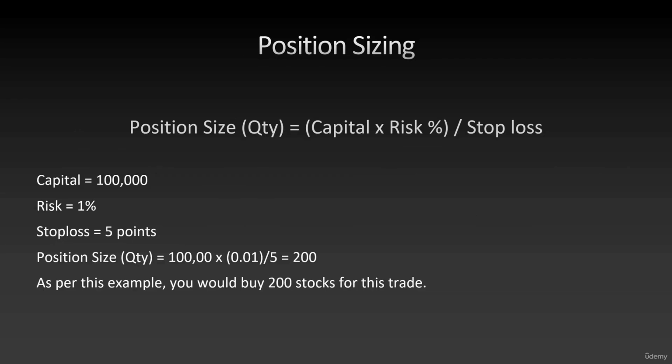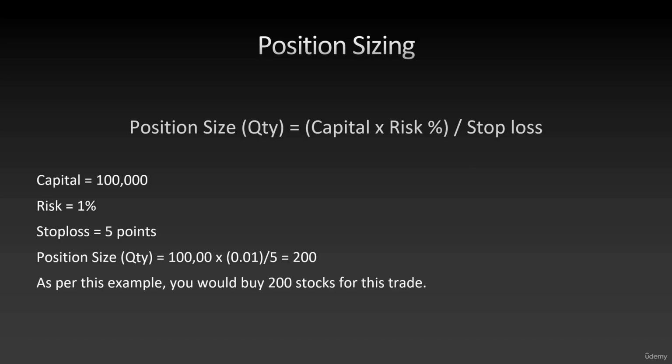Position sizing. So I said in the previous slide that you should not risk more than 1% of your capital, right? So how do you determine how many stocks you should buy? This is the formula for determining the correct position sizing as per your risk management rules. For example, if you have a capital of 100,000, and you want to risk not more than 1%, and for a particular setup, the stop loss is 5 points, right?